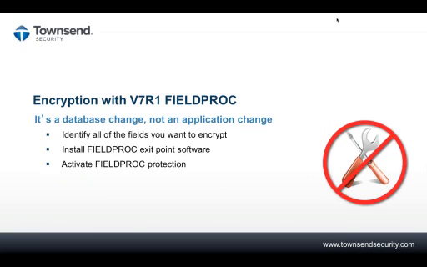With V7R1, it becomes dramatically different. It's a database change, not an application change. And so with V7R1 FIELDPROC, we really get a lot of reduction in effort needed to implement encryption. You still have to identify all the fields that you want to encrypt, find the fields or columns in all of your tables with sensitive data. But then you install FIELDPROC exit point software and you activate FIELDPROC on those columns.